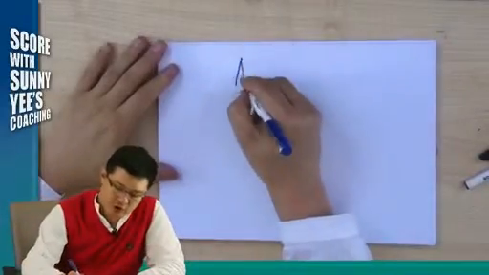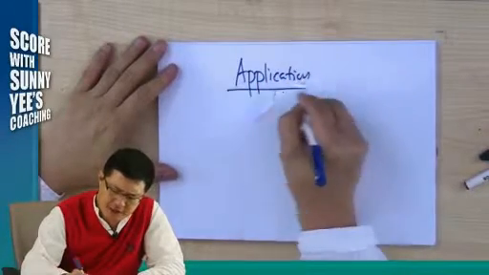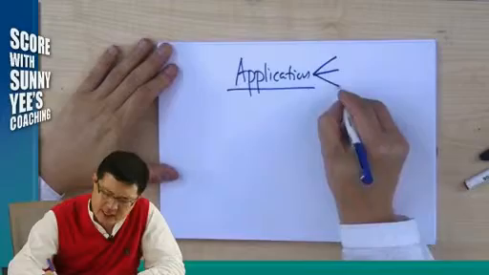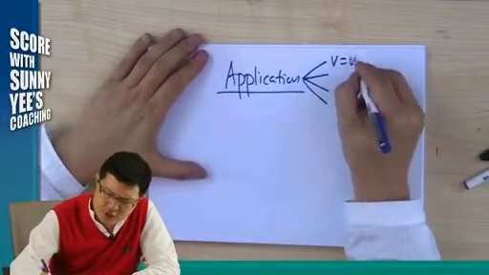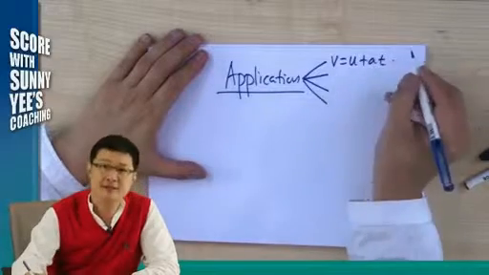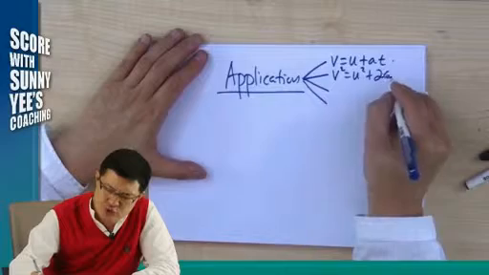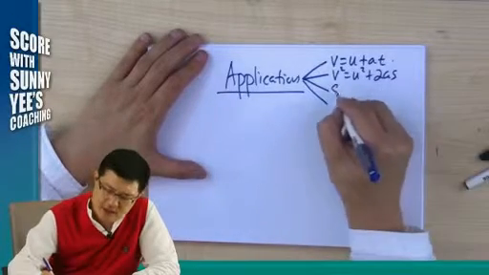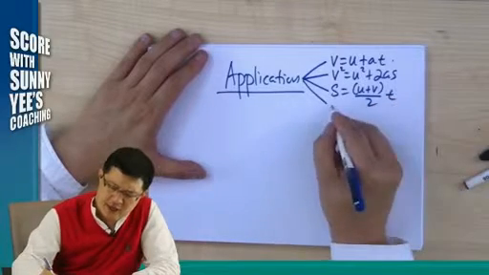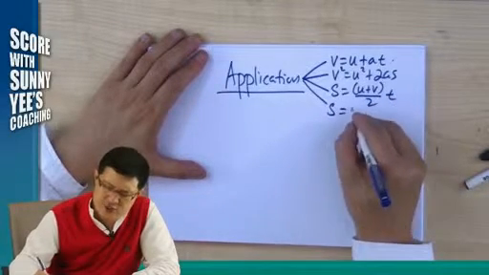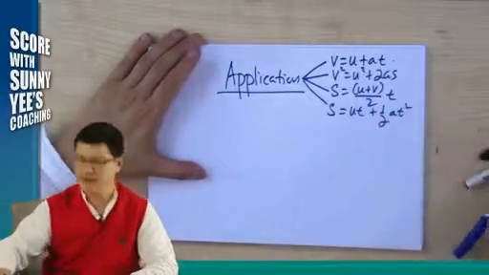Now, I'm going to show you the application, how to make use of the 4 formulas that I have already shown to you. The first one, V equals U plus AT. The second one, V squared equals U squared plus 2AS. The third one, S equals (U plus V) over 2, times T. And the fourth one will be S equals UT plus half AT squared.